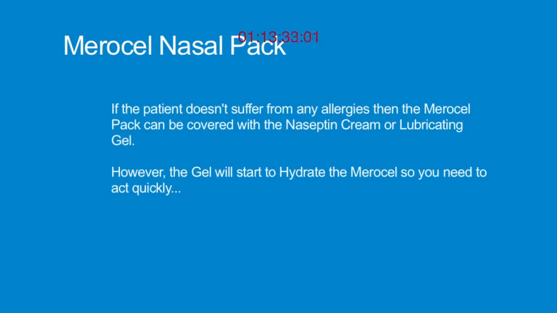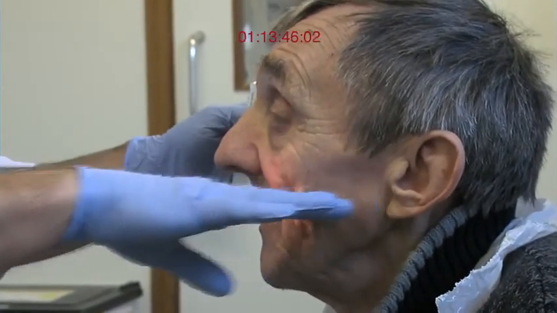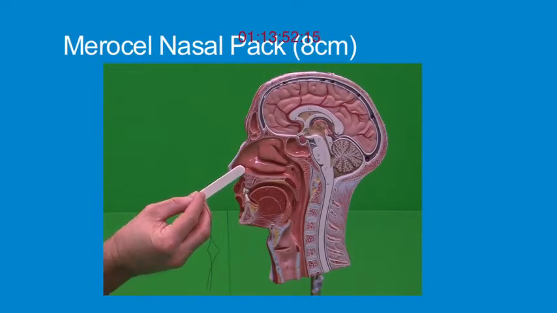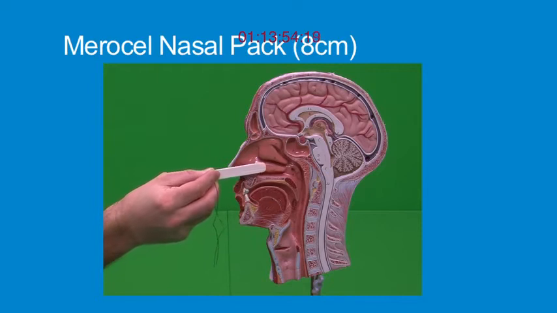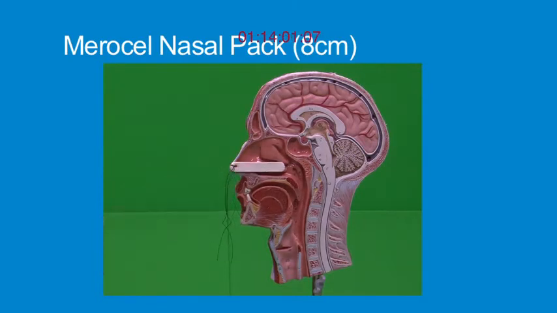If there are no allergies, just before inserting the Merocel pack, it can be covered with Naseptin cream or a lubricating gel, though the gel will start to rehydrate the Merocel, so you need to act quickly. Again, keep the head level with the floor of the nose in the horizontal plane. It's useful if a nurse can support the back of the patient's head. The pack is grasped between your fingers and inserted into the nose at about a 45-degree angle. It should be advanced to about 1 centimetre, then rotated to lie on the horizontal plane and reasonably quickly pushed all the way into the nasal cavity.